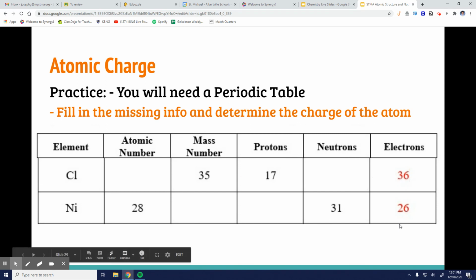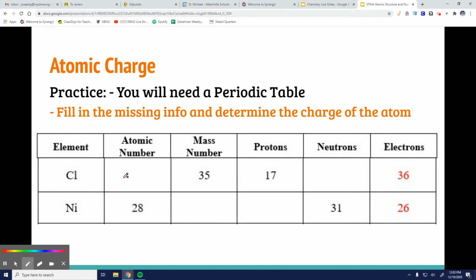Your job now is to fill in the missing numbers to determine the charge of the atom. You're going to need your periodic table to complete this. Ready, set, go. Okay, so I made a few mistakes here in what would actually happen, but it's totally okay for us to do this.